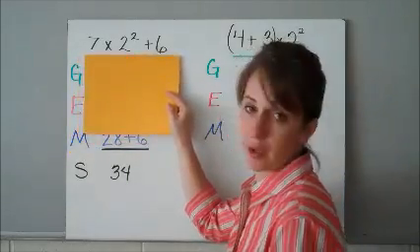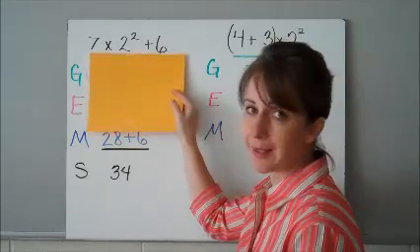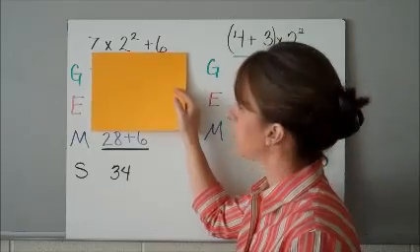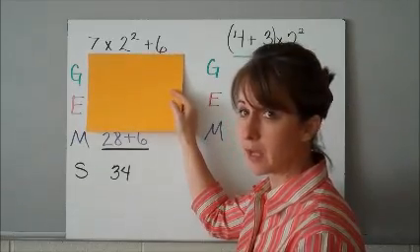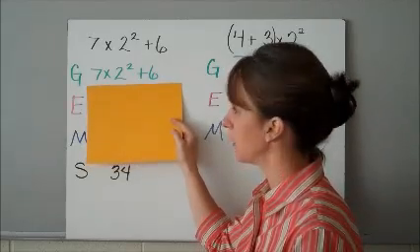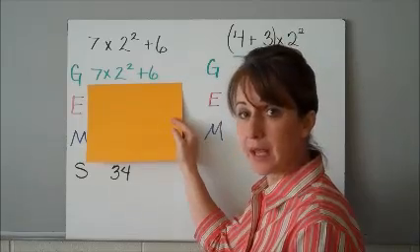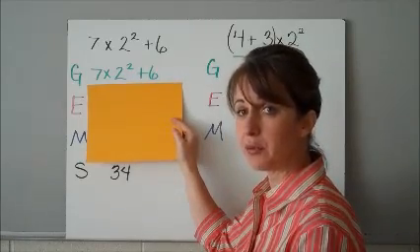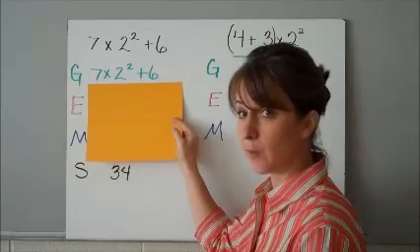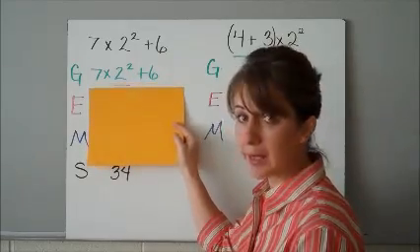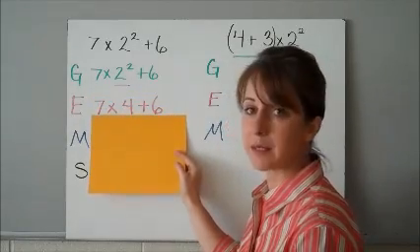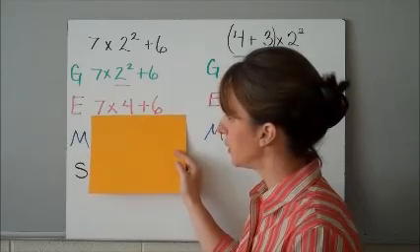Our first problem shows 7 times 2 squared plus 6. In order of operations, our first step is the G, the grouping step. And when I look here, there are no parentheses. So I've simply rewritten the exact same problem because I don't have any groupings to evaluate. E is clear the exponents, which means I have to figure out what 2 squared equals. And so I know that 2 squared means 2 times 2, which is 4. So I've underlined that with my red, and then in my red I'm going to rewrite the problem 7 times 4 plus 6.